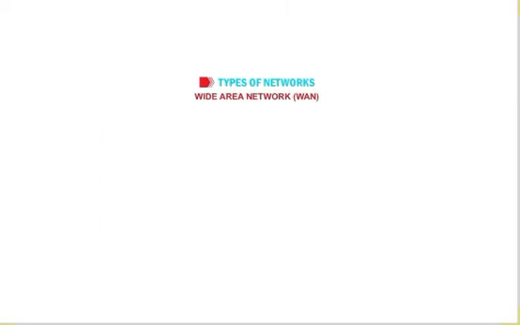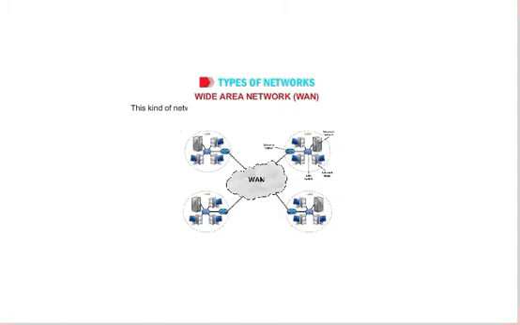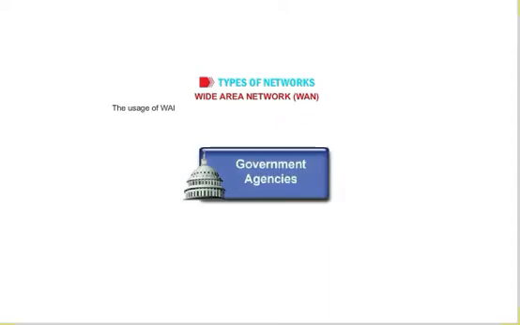Fifth, Wide Area Network, WAN. This kind of network connects two or more computers located at distant places. They are linked by communication facilities like a telecommunication system or satellite signals. The most common example of a WAN type network is the telecom system. The usage of WAN is limited to very large organizations and government agencies.